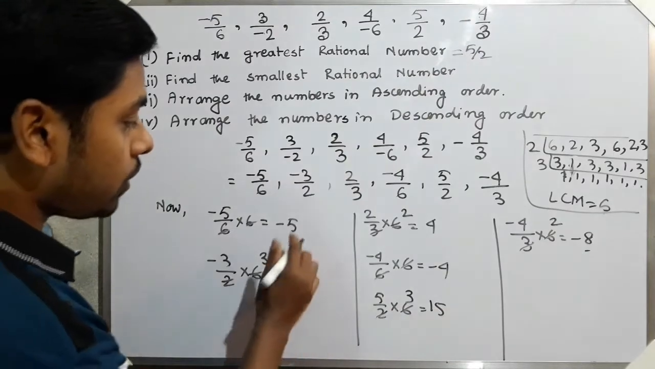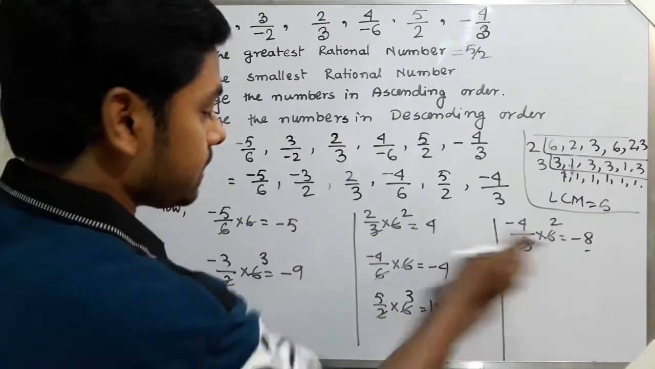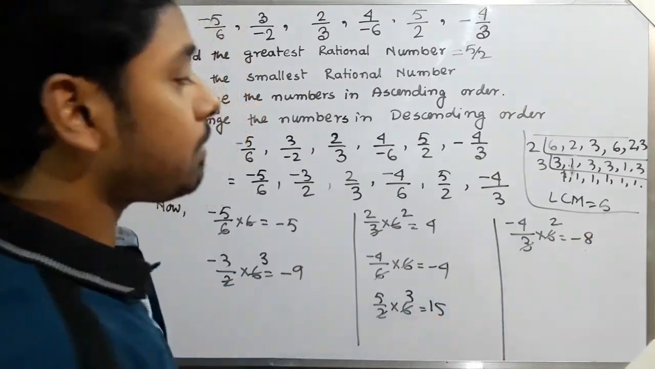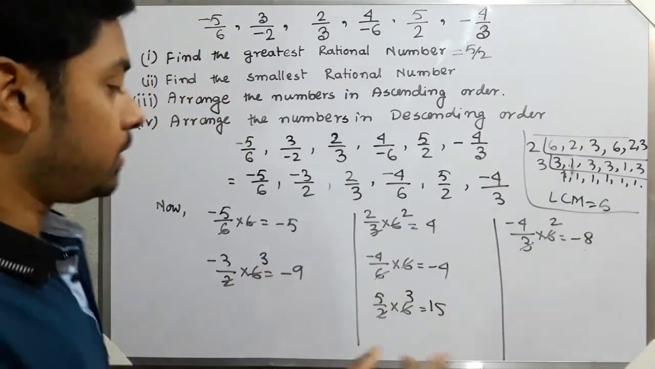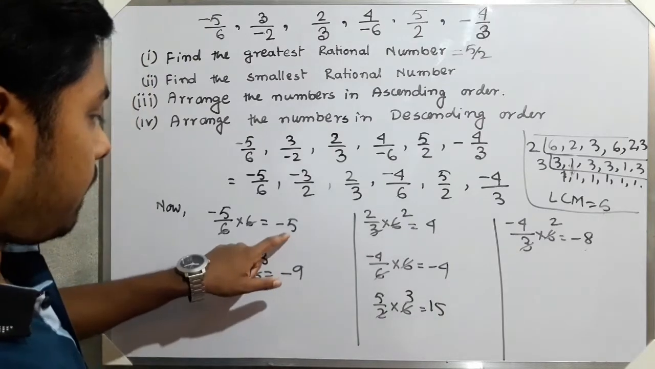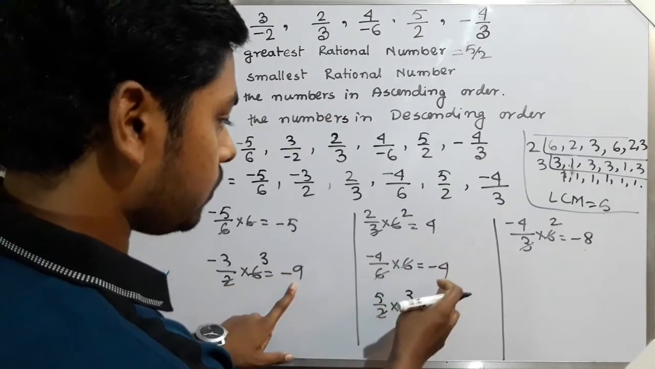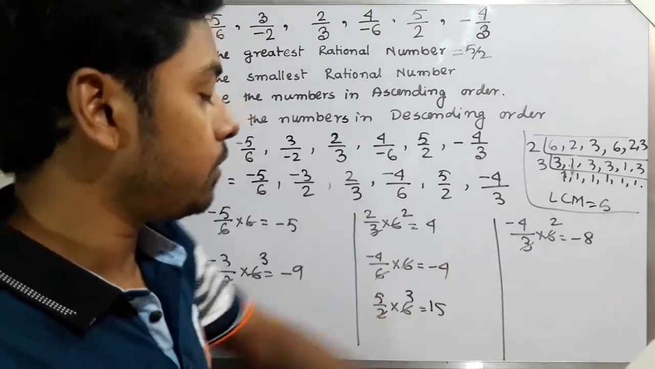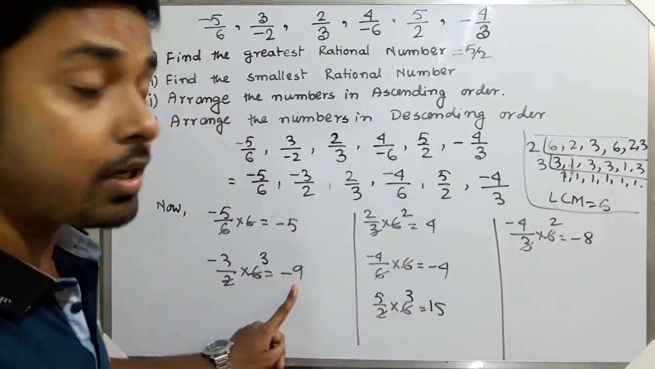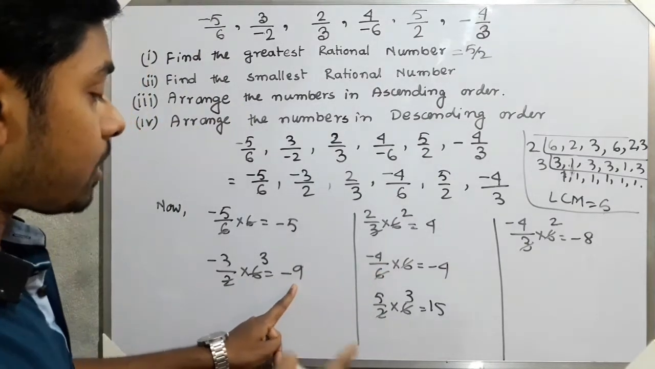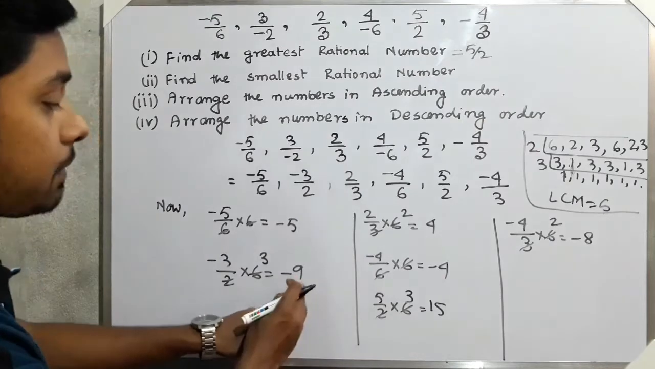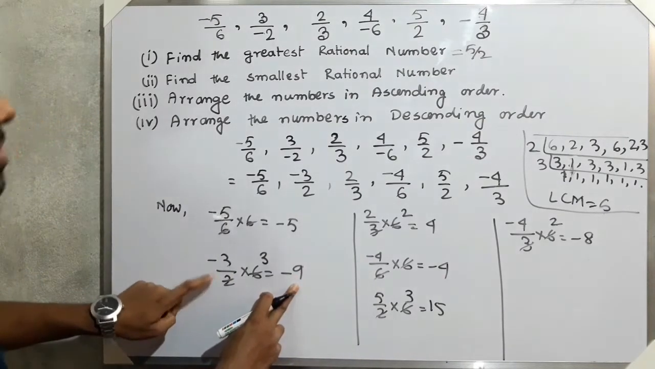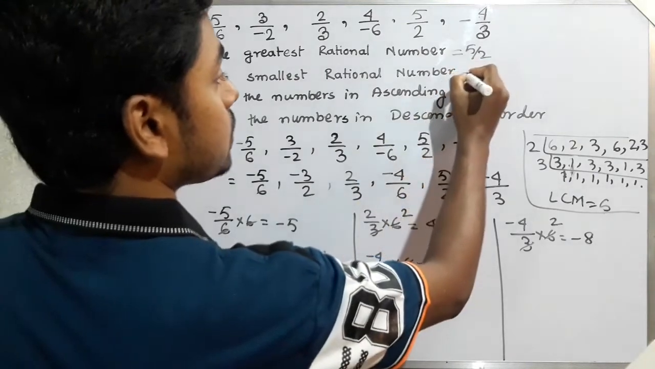Now you have to check among these numbers: minus 5, minus 9, 4, minus 4, 15 and minus 8. Among these numbers, which one is the smallest? You can see minus 9 is the smallest here. Which rational number is the corresponding rational number of minus 9? Minus 9 has come from minus 3 by 2. So minus 3 by 2 will be the smallest.